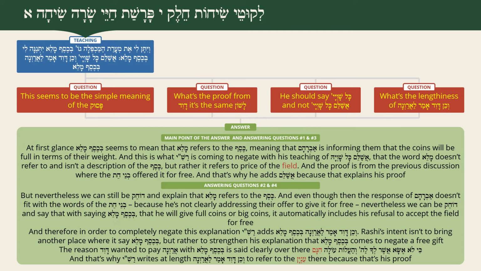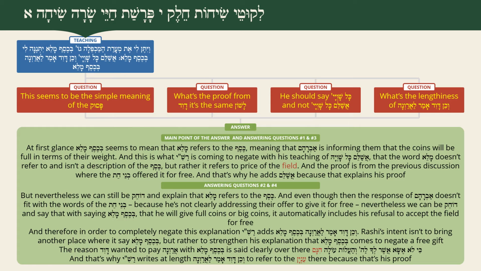But nevertheless, we can still be doichik, we could push and squeeze and explain that mole refers to the kesef. Like we said originally, that's what at first glance it seems to mean, that the kesef is mole, it's whole, whether it means the coins are whole or that they're better coins.